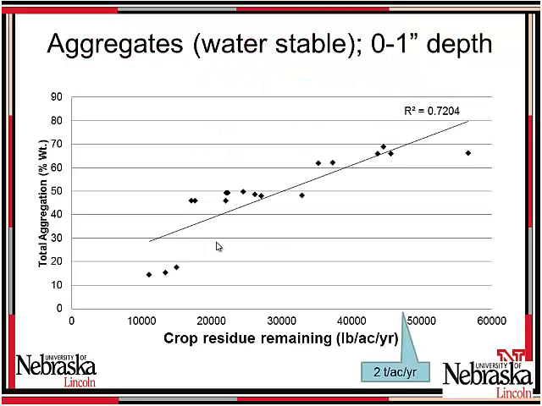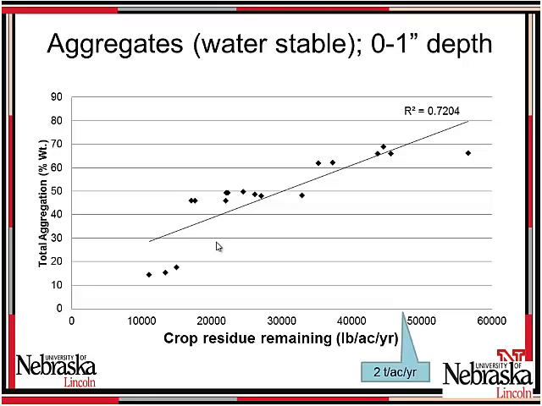Now here we have some results, and actually Tim Shaver was involved in this. These are results from Colorado, a dryland situation, so not much residue produced in any case. They continued this work for 12 years. And here we have the cumulative amount of residue in pounds that was left out there over the 12 years. And the 2 ton per acre per year level would be right here.